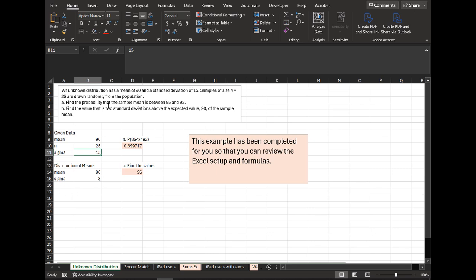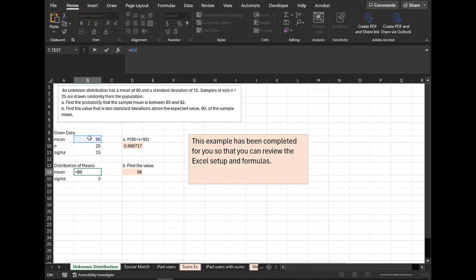But to talk about a sample mean, we have to move into the sampling distribution of means, and I have a tendency to abbreviate that as distribution of means. So when we move into the sampling distribution of means, we refer to the mean that we were given.